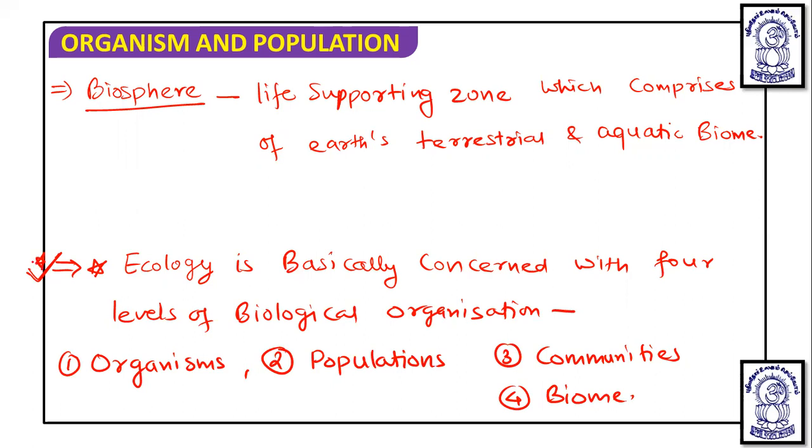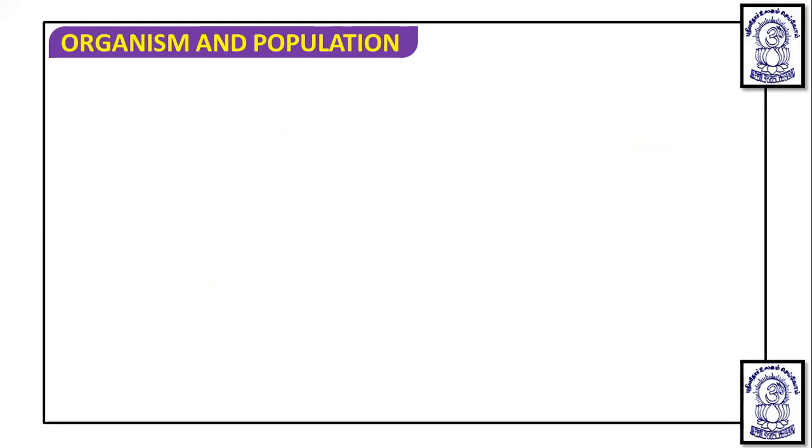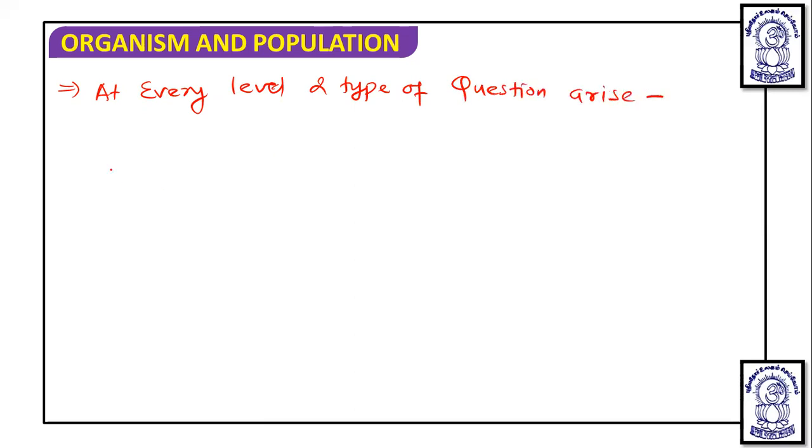Now after studying these many levels, at every level of organization two types of questions arise. Number one is the how type of question, and number two is the why type of question.